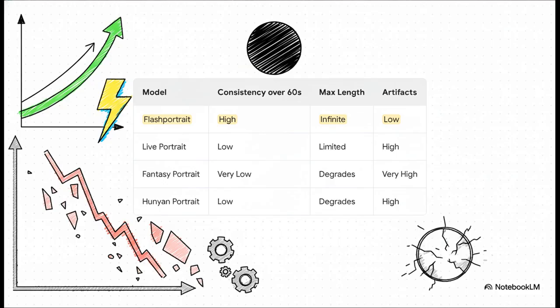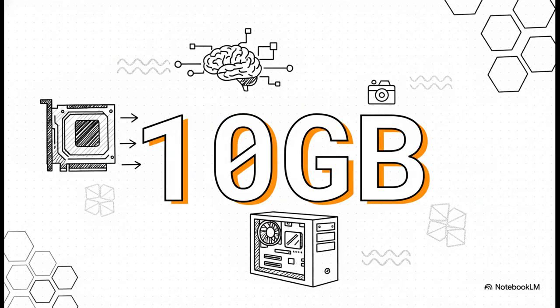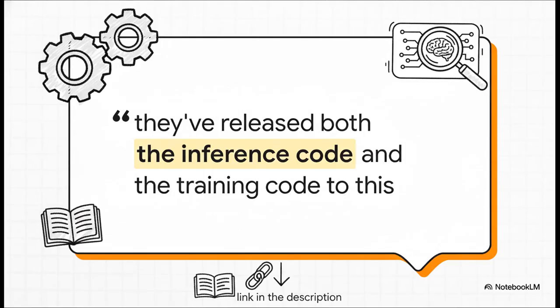And this stress test really tells the whole story. If you just look at the artifacts column, you can see how models like Fantasy Portrait and Hunyuan Portrait degrade very, very quickly. The image just falls apart. But FlashPortrait stays highly consistent with low artifacts, even after a full minute of continuous generation. So what's the hardware cost for this? Well, to generate a 10-second video, you're going to need about 10 gigabytes of VRAM. The good news is, that's well within the reach of most modern, consumer-grade graphics cards. As you'd expect, the inference and training code are available right now. Link is in the description.